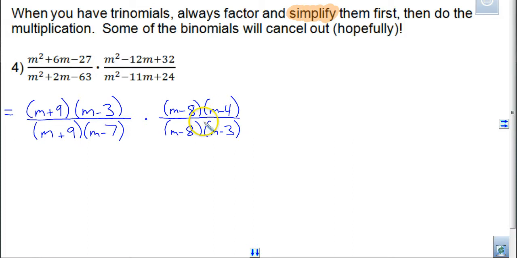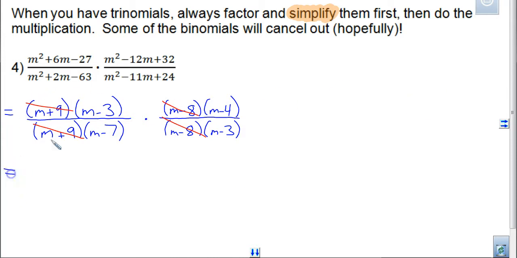Alright, so here are both expressions fully factored, and what I can see in my first expression is that I have m plus 9 as a factor in the numerator and m plus 9 as a factor in the denominator. Those will cancel out, they divide to 1. So I'm left with m minus 3 times m minus 7. Now over on this side, m minus 8 will cancel out m minus 8, so I'm left with m minus 4 times m minus 3.